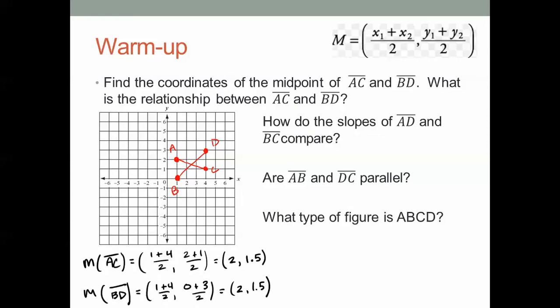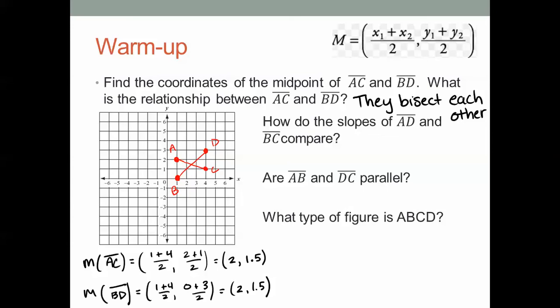When I do that, I discover that they have the same midpoint. The midpoint for both is 2, 1.5. So what does this tell me about the relationship between AC and BD? Well, if they have the same midpoint, that means they cut each other in half, or they bisect each other.